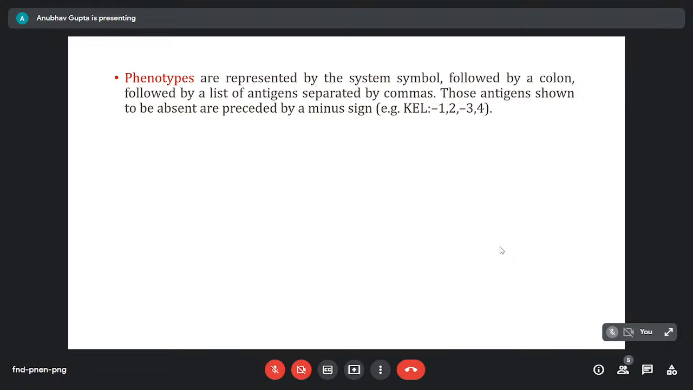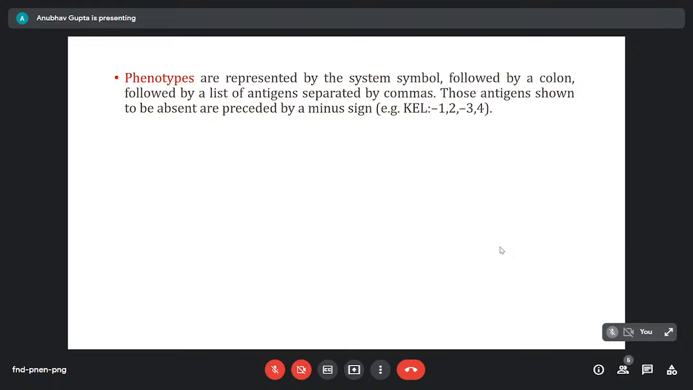Comma, then comes the 2. 2 means it is plus 2. It means the first antigen is absent, but the second antigen is present. It is followed by the minus 3. Minus 3 means the third antigen is absent, but the fourth antigen is present. So it tells about the phenotype.